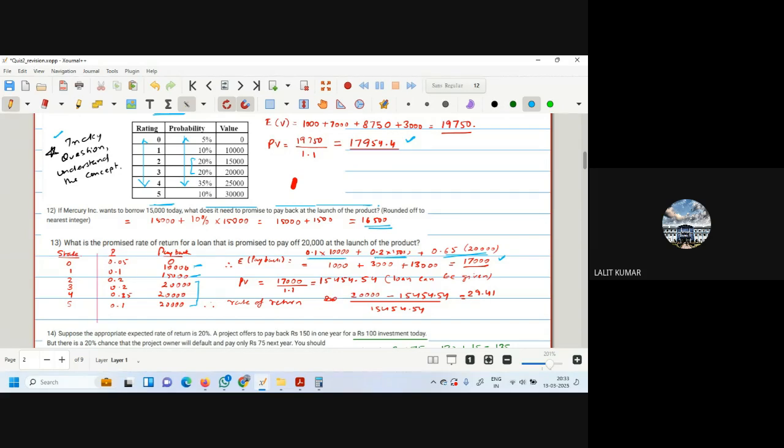The present value of this is 17,000 by 1.1, which is 15454.4. So this much loan can be given. If you give this much loan and the payoff is 20,000, then the rate of return is 20,000 minus present value divided by present value, which is 29.41%. Is this okay? Yes, it's okay. The only trick here was that the 25,000 and 30,000 cases, with 35% and 10%, we are taking as 20,000 only, because we are paying back 20,000.